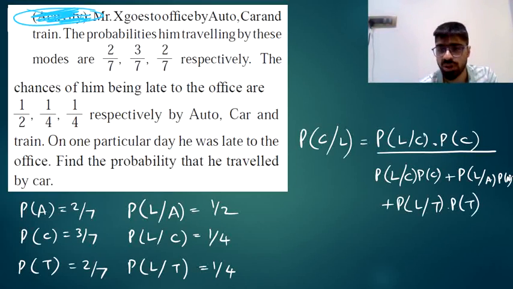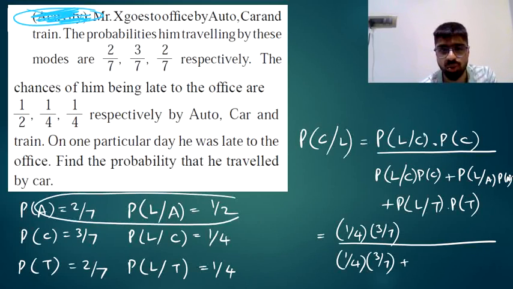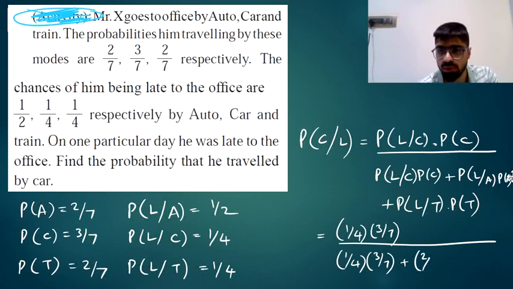Okay, substitute all these numbers. P of L given C into P of C, that's 1 by 4 into 3 by 7, divided by, it's the same numbers at the start, 1 by 4, 3 by 7, plus P of L given A into P of A, so that's 2 by 7 into 1 by 2, plus P of L given T into P of T, that's 2 by 7 into 1 by 4.